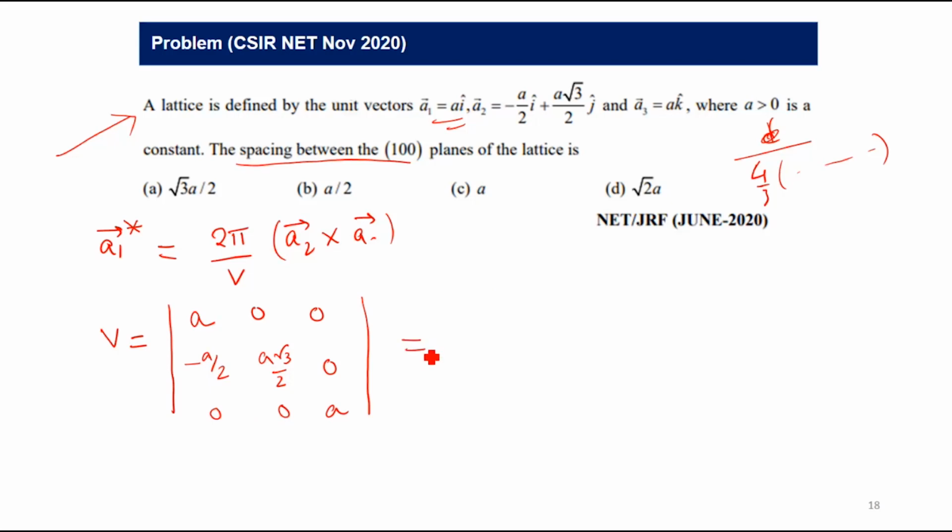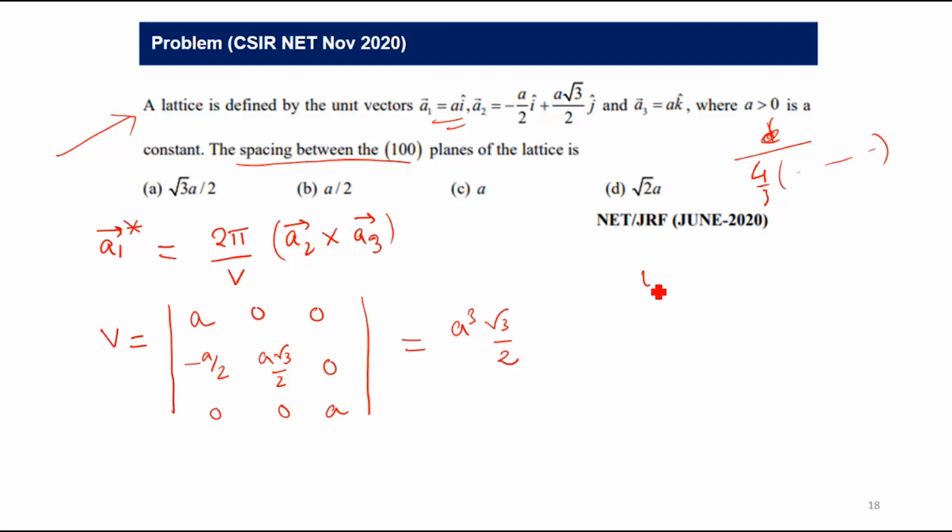So this will be equal to A cube root 3 by 2. Okay, A cube root 3 by 2, that's it. Are you getting V is equal to A cube root 3 by 2? Yes, sir. Okay, good.